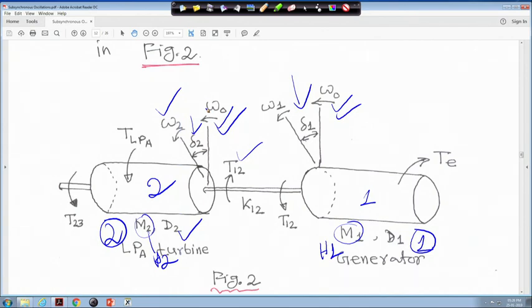So, naturally all this variation, omega 1, omega 2, may not be much difference, but some difference will be there, it cannot be neglected. And this is the electrical torque we have defined, and TLP also defined, and T12, then section 2 to 3, where this is section 2, and this side section 3 is also connected with this. So, that is why it is shown T23.